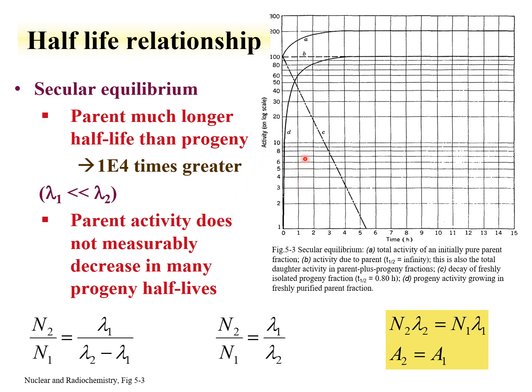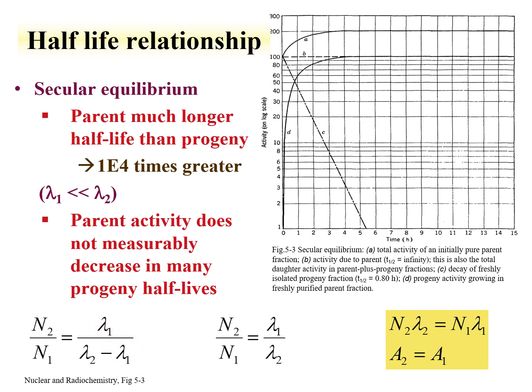So you may have an amount of parent, B shown here. The progeny grows in. And then the total activity is basically twice the parent activity. So in this case, the parent does not measurably decrease. In many progeny half-lives, we see that that seems to be the case. And then we have this relationship from the transient equilibrium, with lambda 2 minus lambda 1. Lambda 1 is a very small number. It's fundamentally just equal to lambda 2.